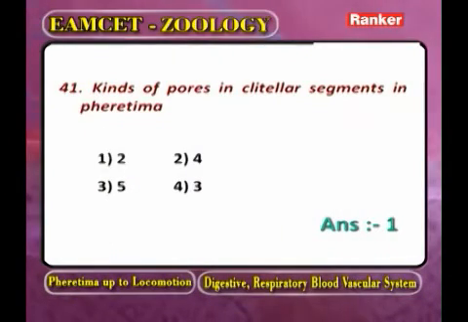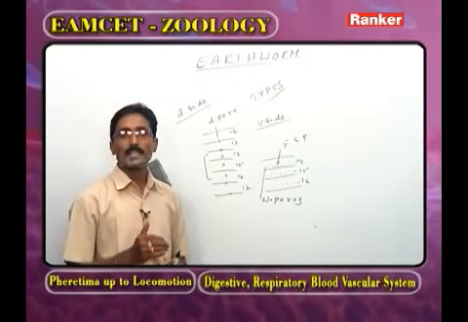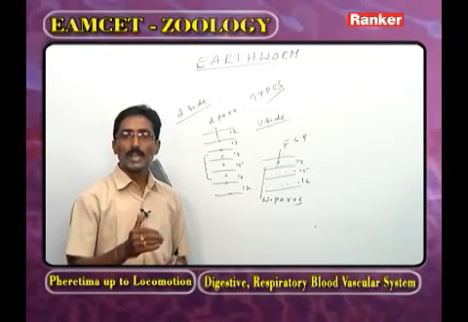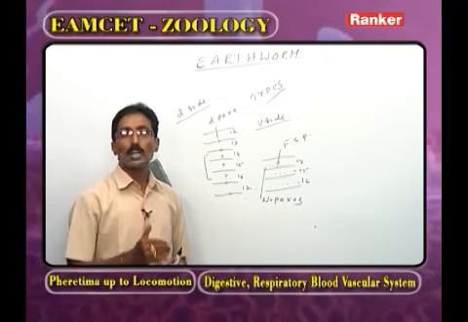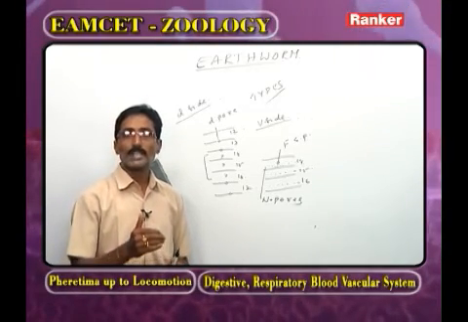Only 2 kinds. Now, students, we have to discuss the remaining topics in the next class. The excretory system, development and cockroach, up to the locomotion, we will discuss in the next class.